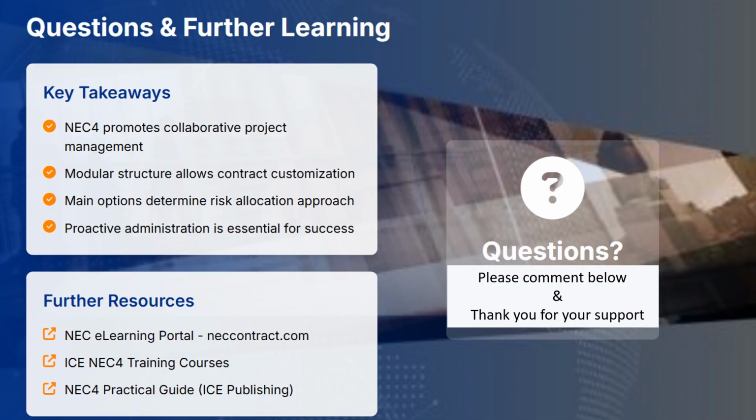Each main option serves different project needs, from the fixed-price approach of options A and B to the collaborative target cost mechanisms of options C and D. Successful implementation requires understanding the contract's philosophy, adequate resources for administration, and proper training for all team members.